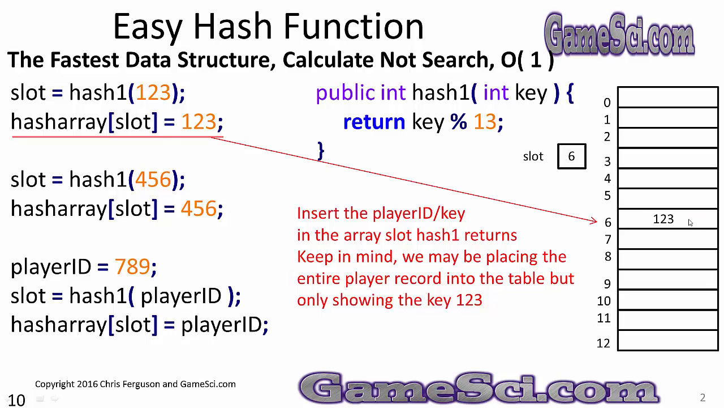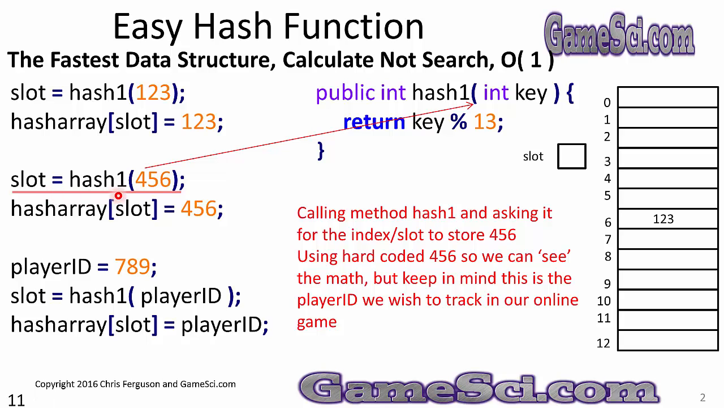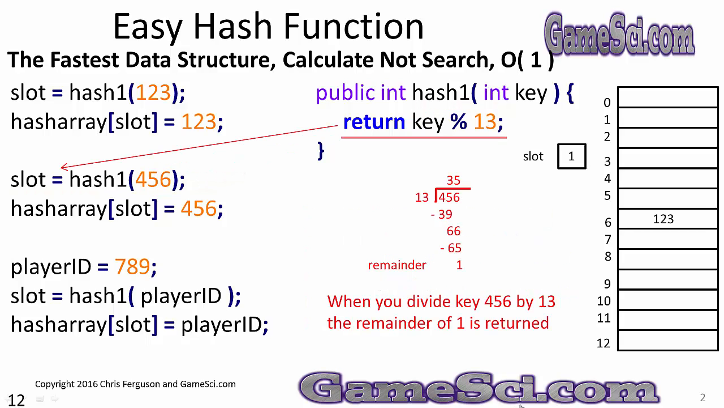Let's do a slot equals hash 1 and pass it the parameter or argument 456. So we're calling method hash 1 and asking it for the index or slot to store key 456. Using the hard-coded 456 so we can see the math, but keep in mind this is a player ID we wish to track in our online game. We are saying, where should I store player ID 456 in the hash table? Send that as a parameter to hash 1.